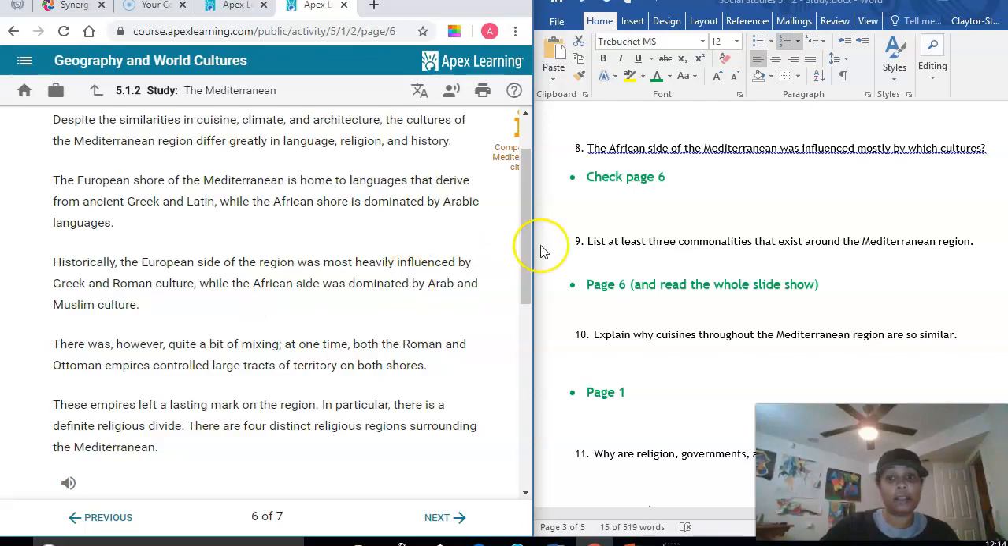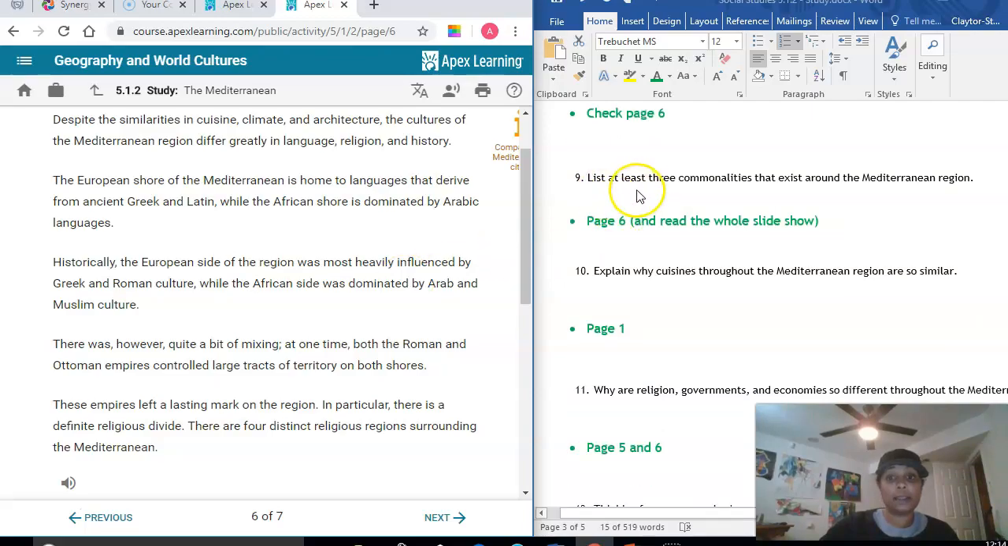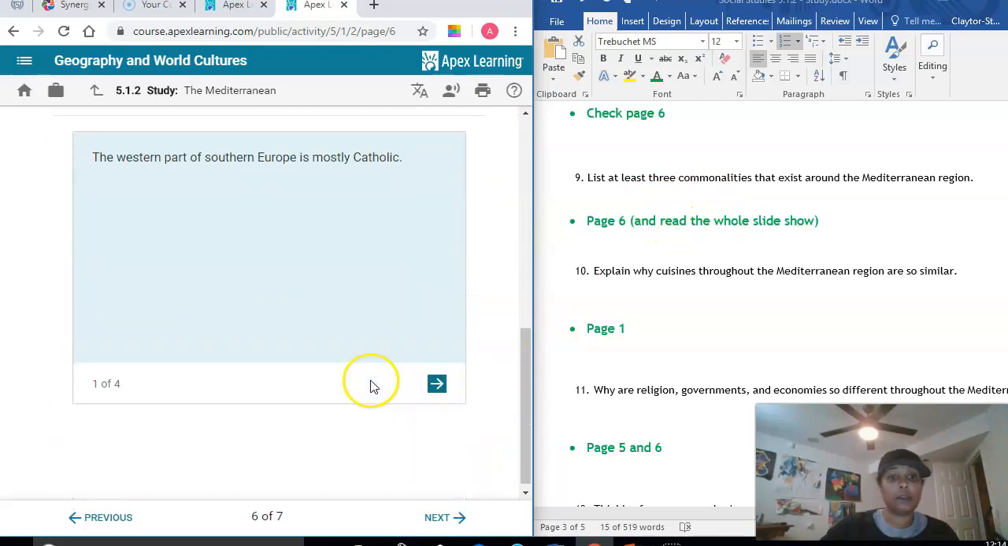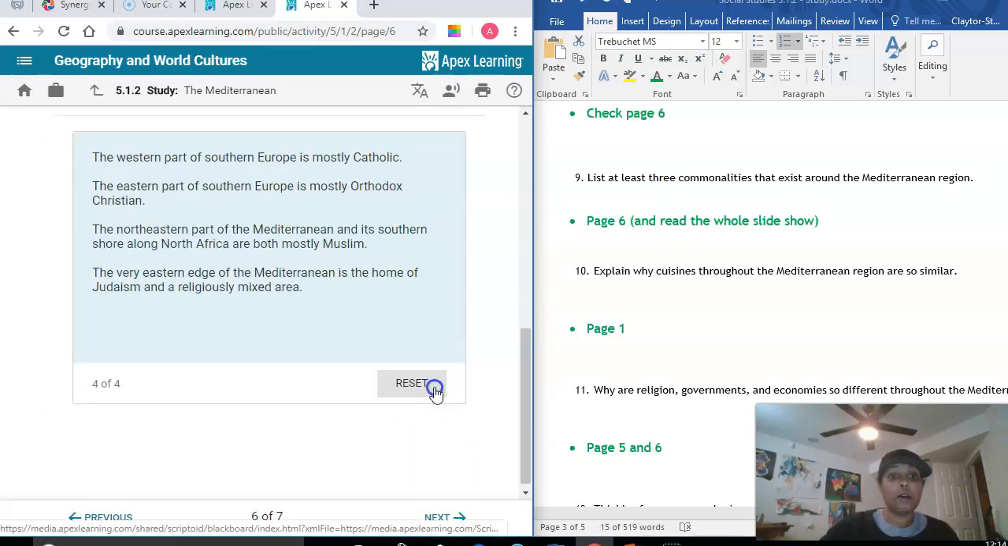Okay, take a look at number 9. Number 9 says list at least 3 commonalities that exist around the Mediterranean region. Read page 6 and read the whole slideshow. So for 3 commonalities, I want to take a look at page 6 again, go down, and click all of what I have here, okay? I'm going to look almost like I'm thinking about creating a Venn diagram or a T-chart and doing a comparison. So 3 commonalities that exist around the Mediterranean region, all right?